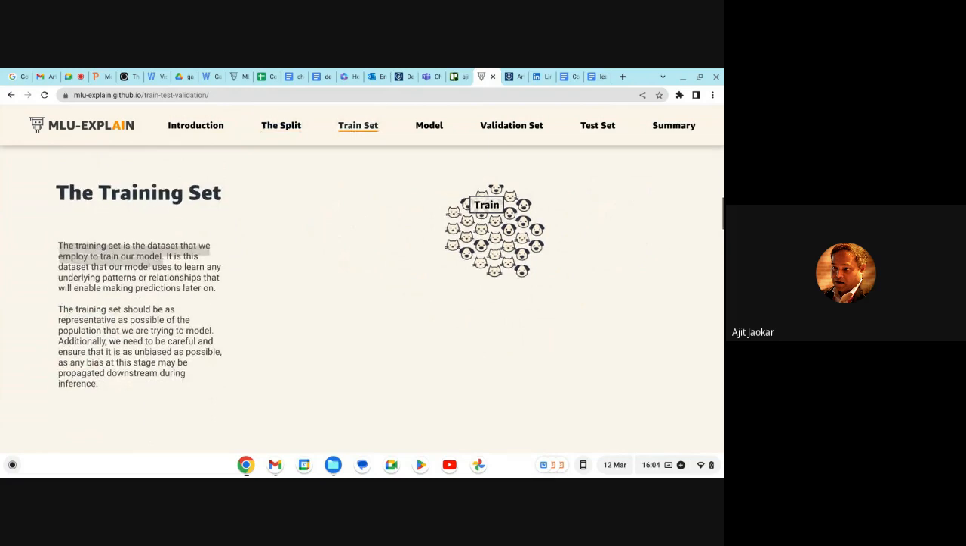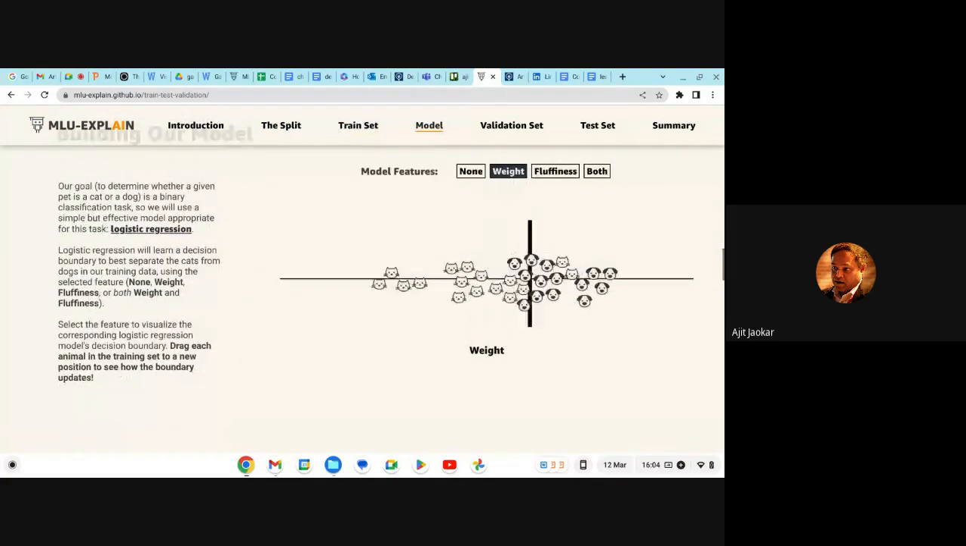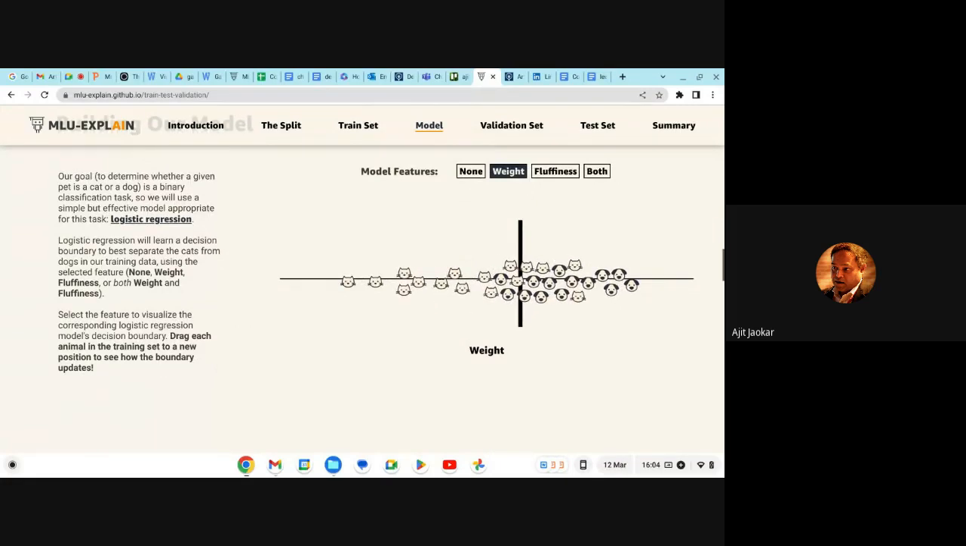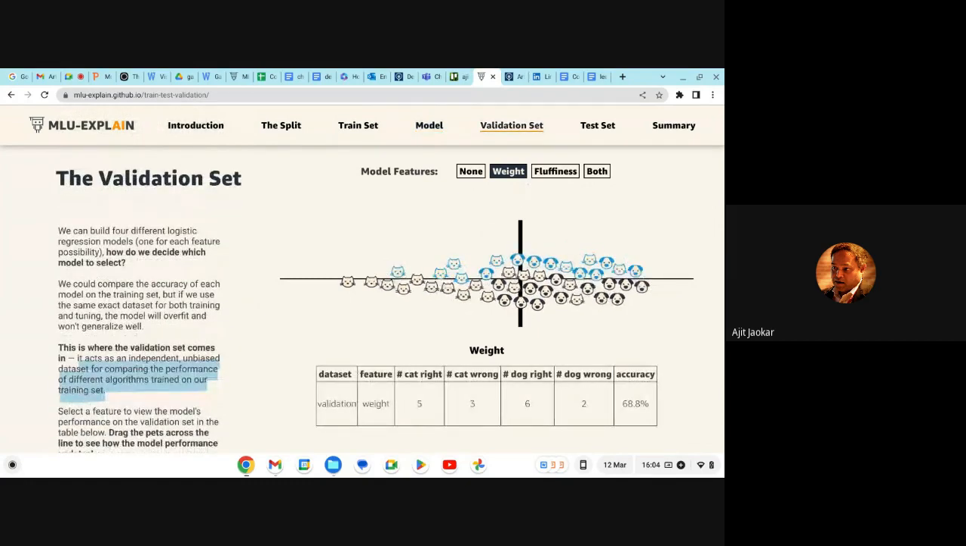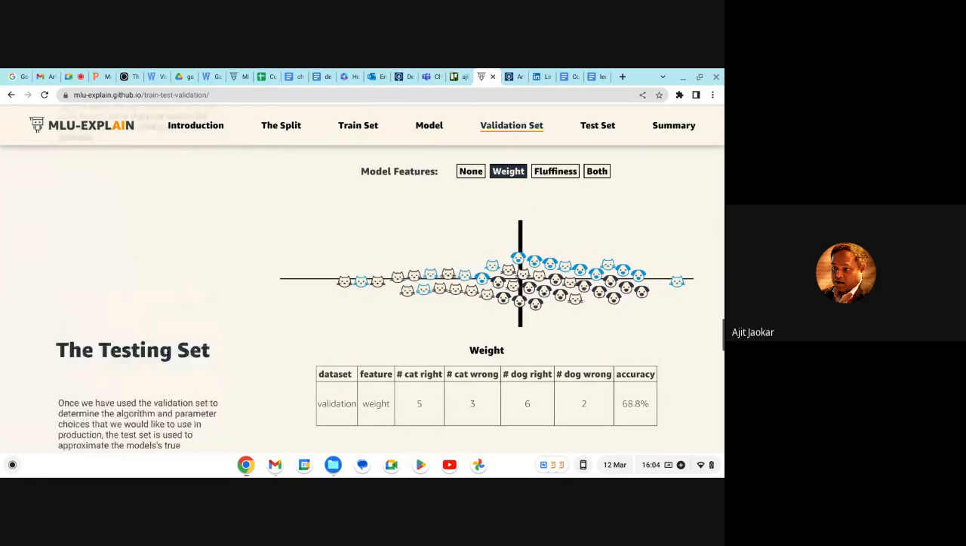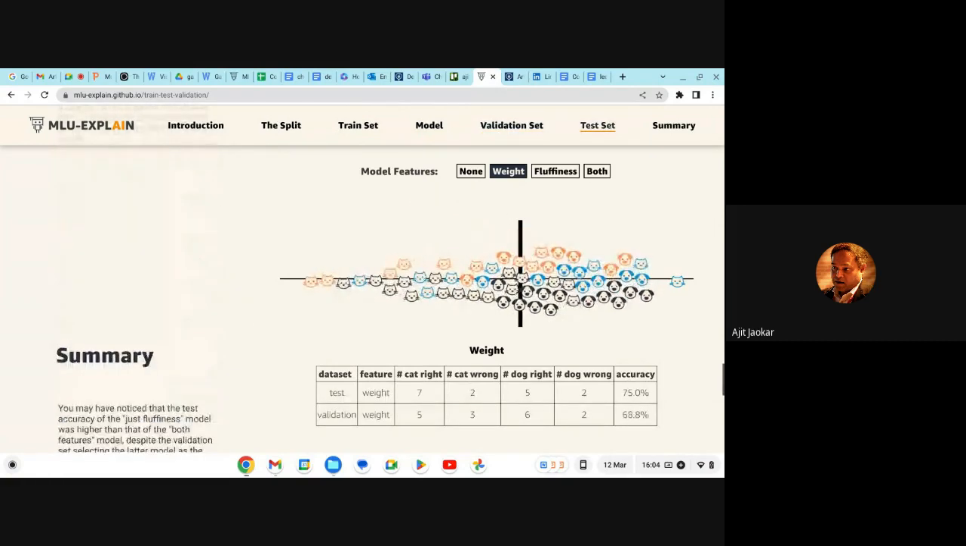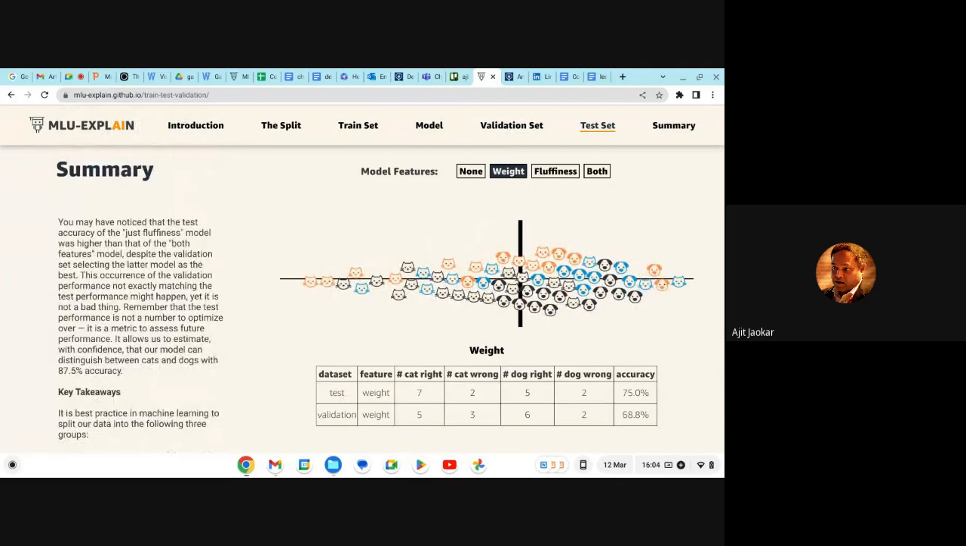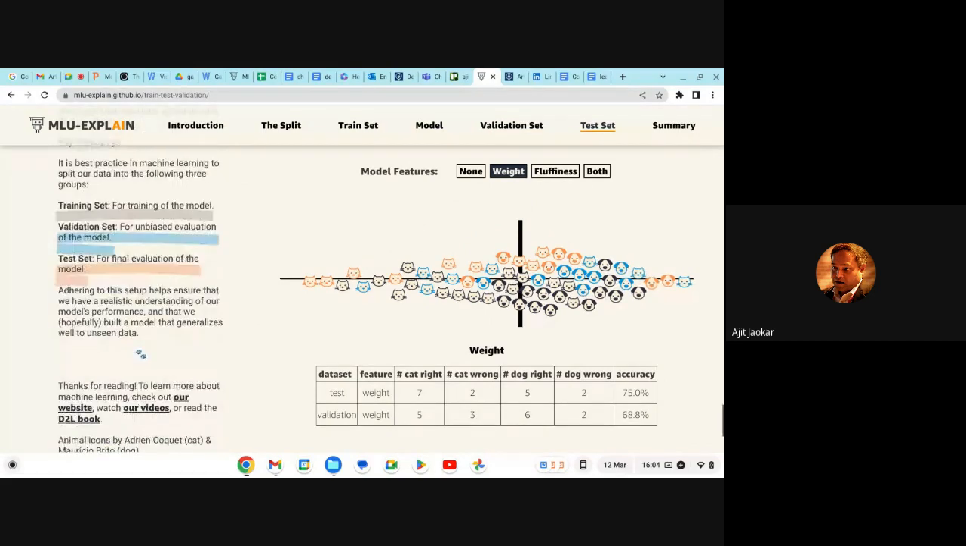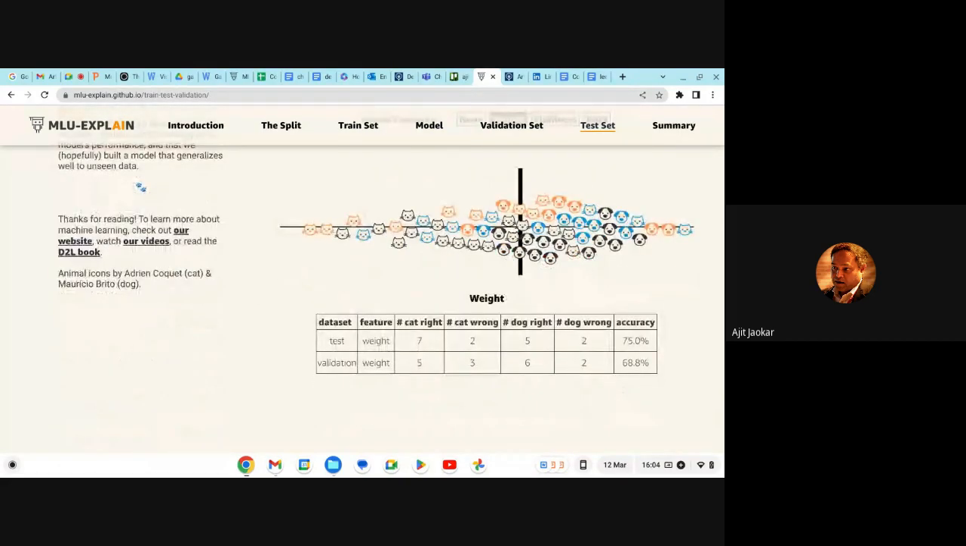So you start training the model and build the model with certain examples. In this case, you're trying to classify two types of animals, cats and dogs. Then you do the validation set where you test it against that. And then you do the test set where you test against the hyperparameters. The point here is that I would like you to have a look at this in your free time so that you can understand how this works. There is no code here, but it is a very good visual representation of what's going on.